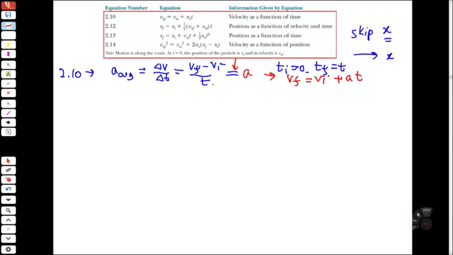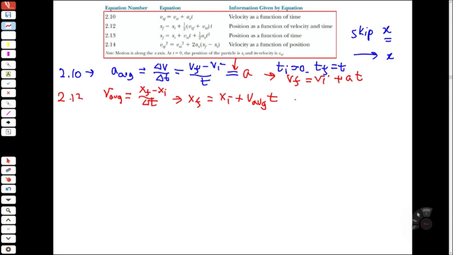Okay, so multiply this, put this in here. Now let's derive 2.12. Again, start with v average equals delta x over delta t, which gives you xf equals xi plus v average delta t. I always take the initial position to be 0.